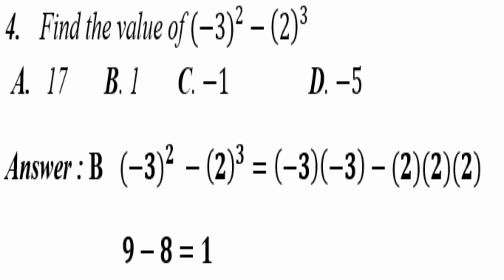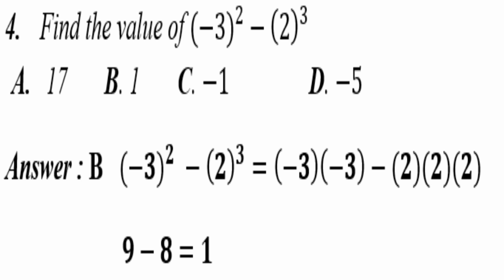In that case, we are going to have -3 times -3, and then minus, here we have 2 times 2 times 2. Here we get positive 9, minus 2 times 2, that is 4 times 2, what we are getting is 8. So 9 minus 8, we get 1. Okay, so the answer in that case is B. We move on to question 5.